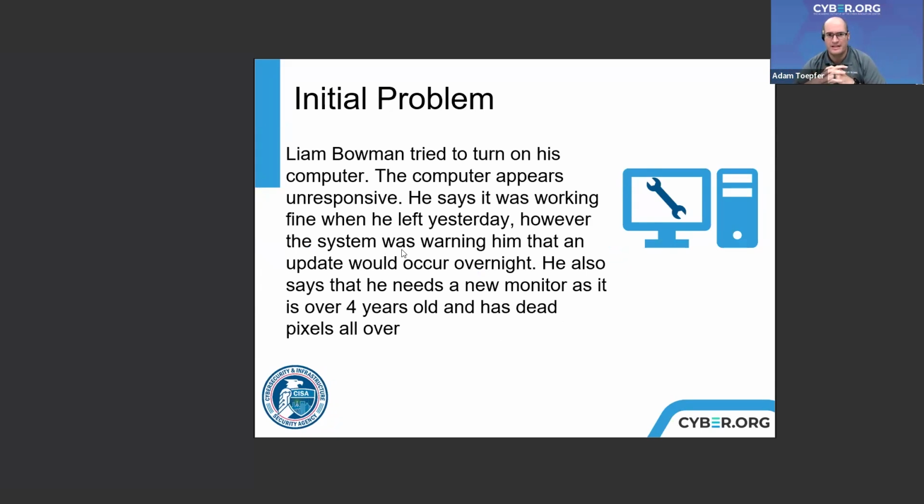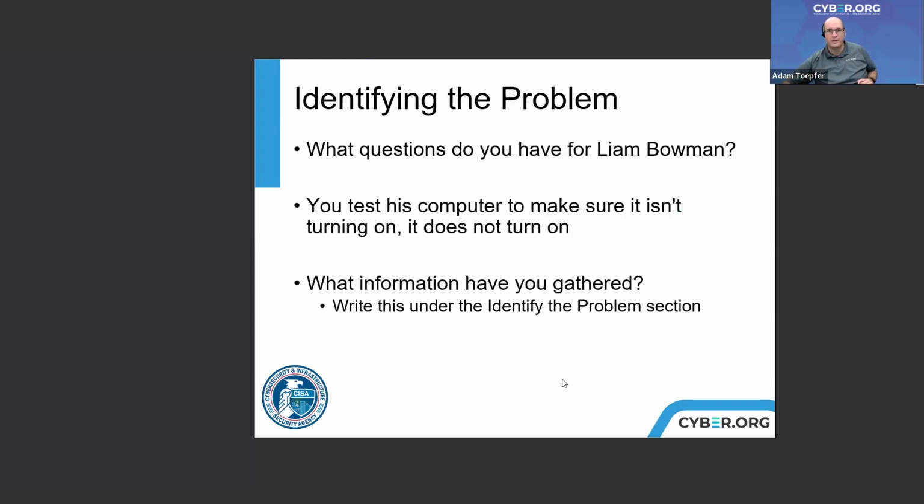The problem here is that Liam Bowman tried to turn on his computer, and the computer appeared unresponsive. He said it was working when he left yesterday. This is very stereotypical. But now it was warning him that an update could occur overnight. He says he needs a new monitor as it's over 4 years old and it has dead pixels all over. So not only is his computer not working, but now he also wants a new monitor. So what questions do you have for him?